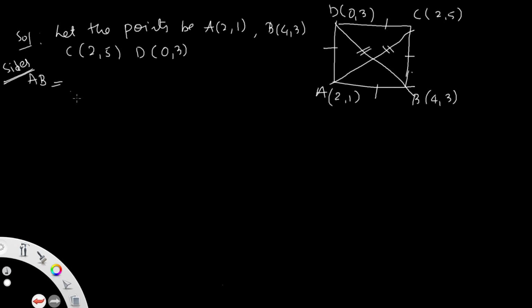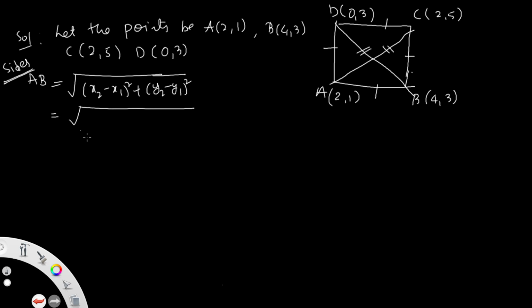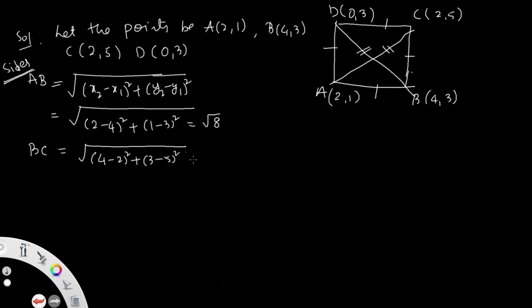AB means root over x2 minus x1 whole square plus y2 minus y1 whole square. Just the basic formula: root over x2 minus x1 whole square, that is 2 minus 4 whole square, plus 1 minus 3 whole square, that is root 8. In the same way BC is nothing but 4 minus 2 whole square plus 3 minus 5 whole square, that is also root 8.